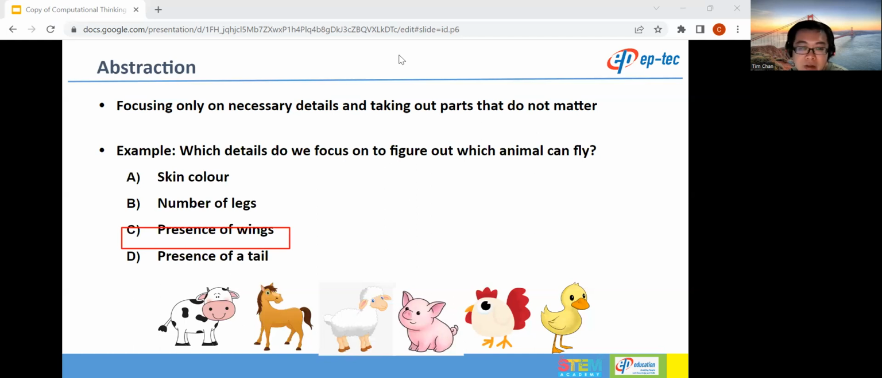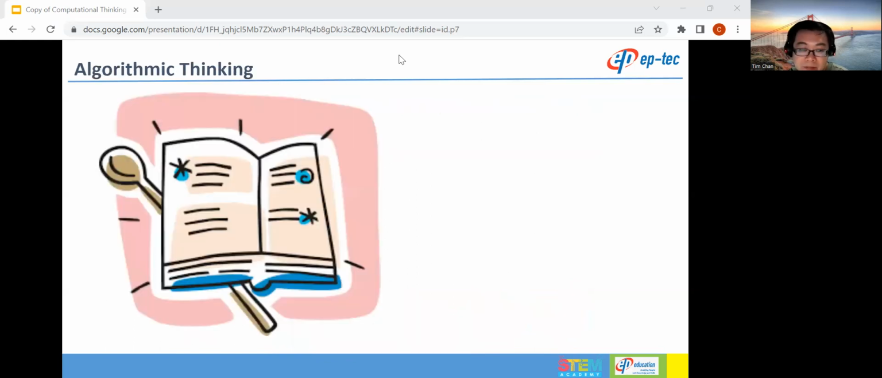So you realize that skin color, the number of legs, and the presence of a tail do not help us figure out which animal can fly. These are not necessary detail. So far? Then we move on to the next step in computational thinking.